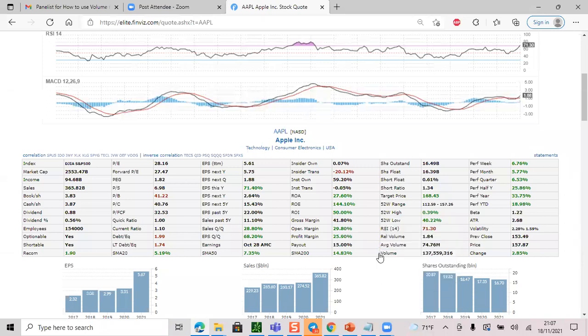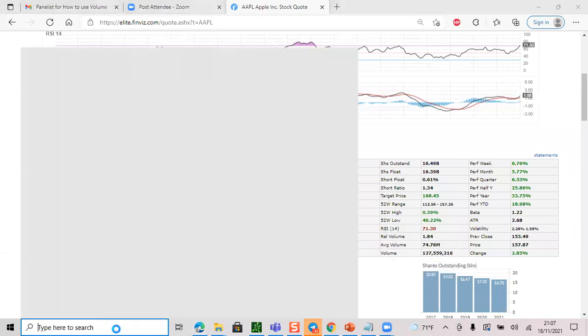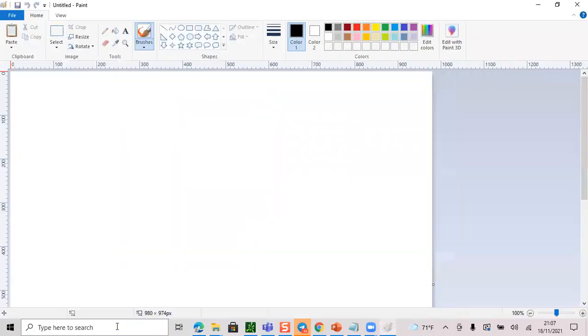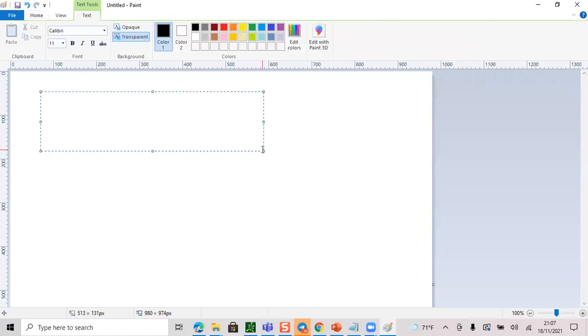So what is this average volume? You all know what an average stock price is for the last 20 days. I used to talk about the 20 simple moving average, which means it's an average price for the last 20 days. Similarly, when I say average volume for the last 50 days, how do I find it?